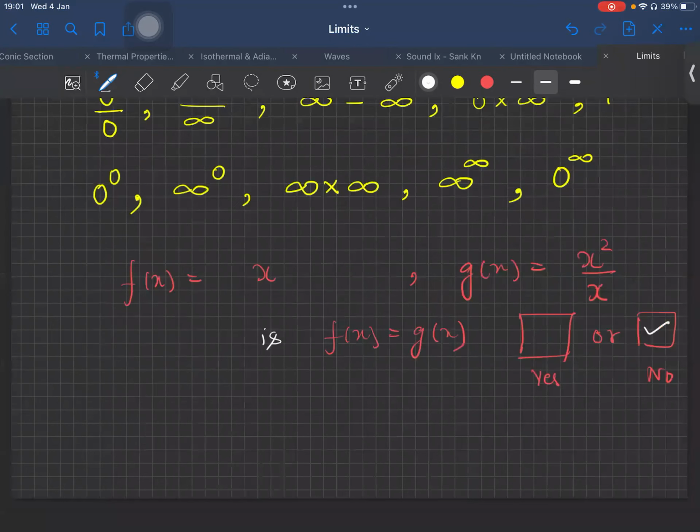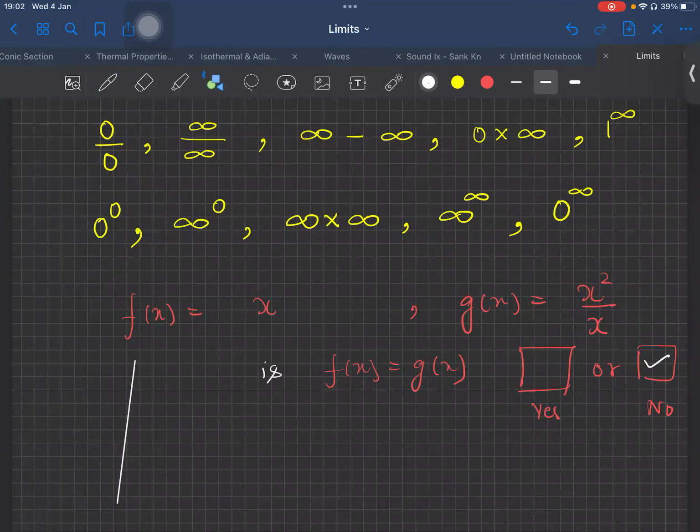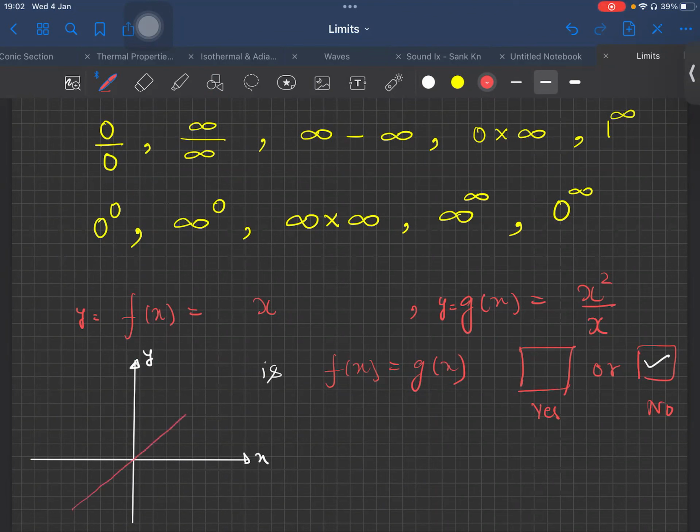So let's try to plot both the functions. See, let's say this is y and this is x. So here y is equal to f of x and y is equal to g of x. First let's plot f of x. So f of x, y is equal to x. That means for all values of x, you have all values of y. Whatever is the value of x, you are getting the value of y.